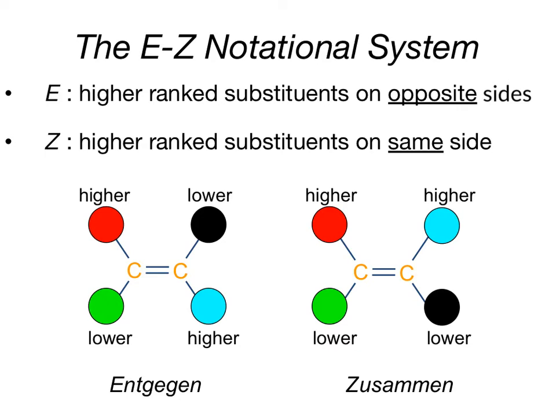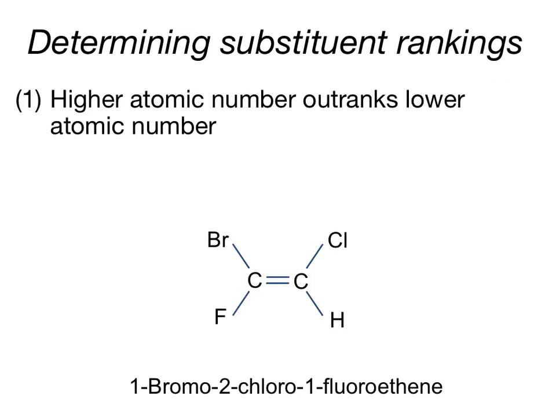The easy, sort of cheeky way to remember this is that Z is when the highest priority substituents are on Z same side. And you laugh now, but I learned that over a decade ago when I first studied organic chemistry, and I'm still using it today. So let's really dig into how I determine the ranking of substituents.